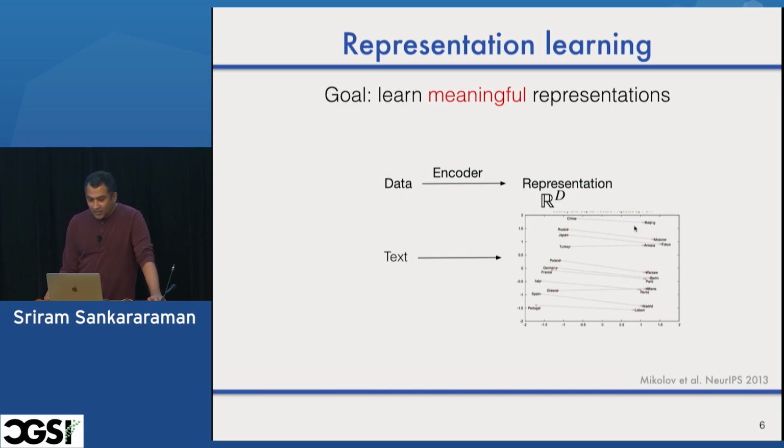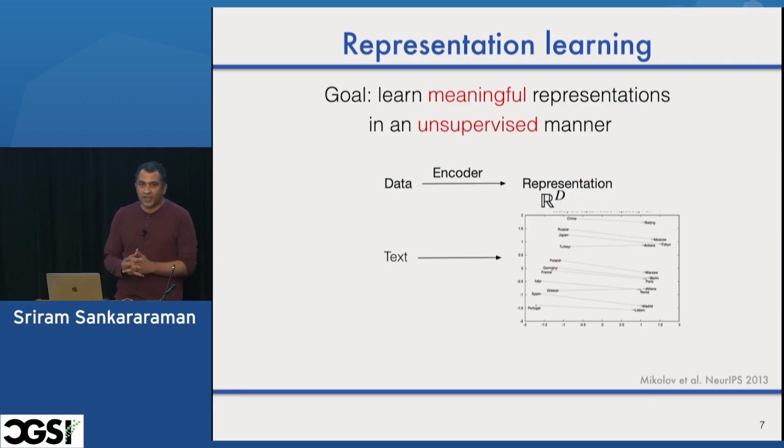So in this context, there isn't a downstream task. So we'd like to learn these representations that are meaningful. And the challenge is, because there is no downstream task, this has to be done in an unsupervised manner. So how do you go about achieving this?